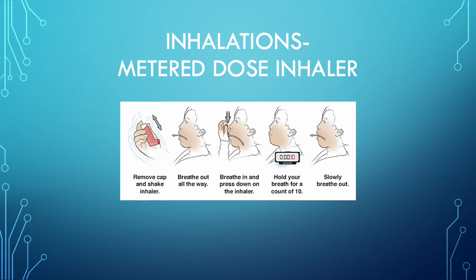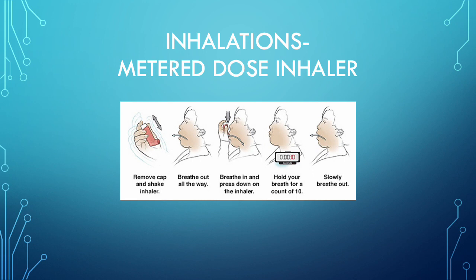When you're using a metered dose inhaler, it's important that you make sure that you're taking a nice deep breath out first. Then you'll want to take a nice deep breath in, compress the inhaler, and then hold your breath as best you can for a minimum of 10 seconds, and then slowly breathe out.